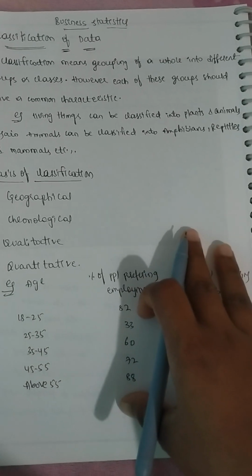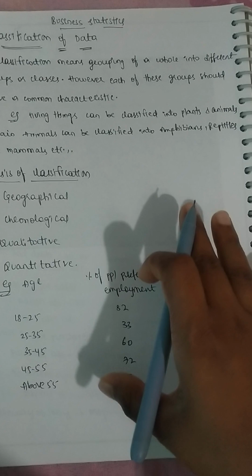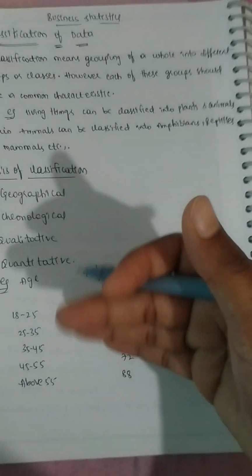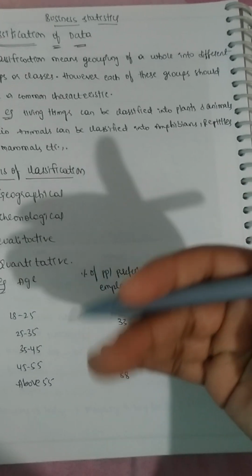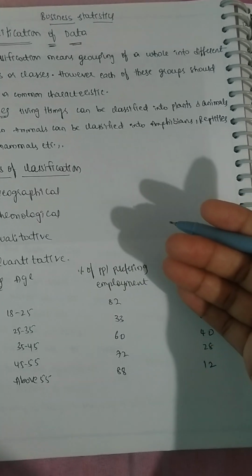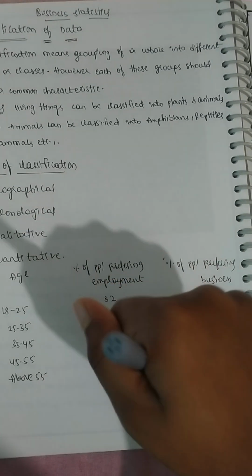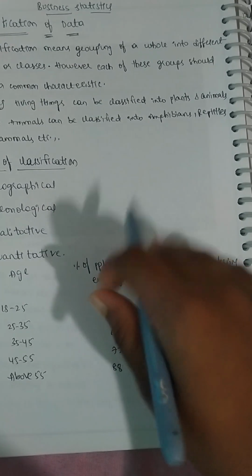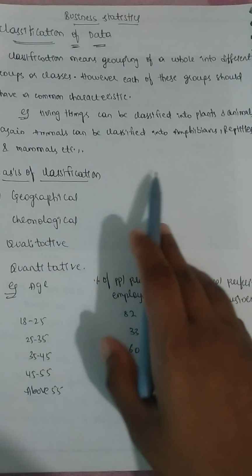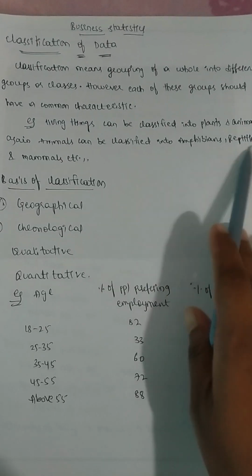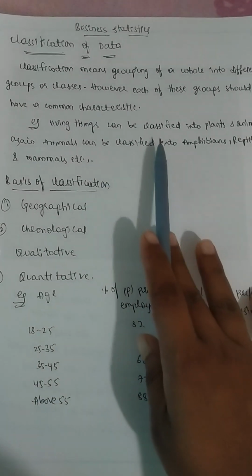The largest amount of data which we will be collecting will not be conveying particular useful information. We cannot take decisions on that. So for that we need to organize the data in a classification form. Based on some common characteristics, we are going to classify that particular data.